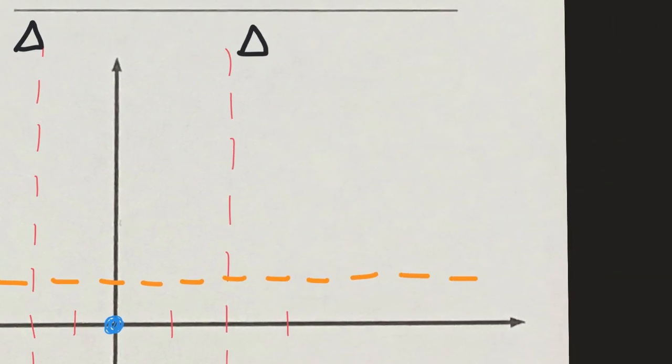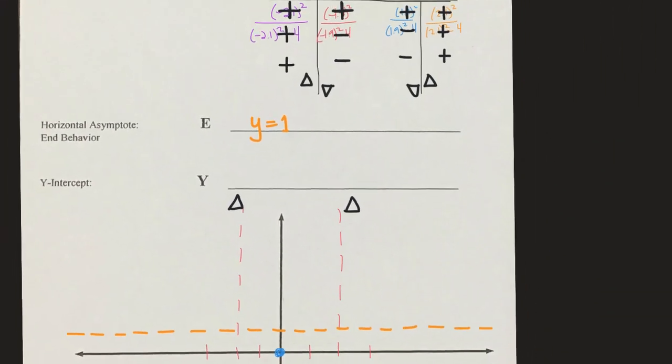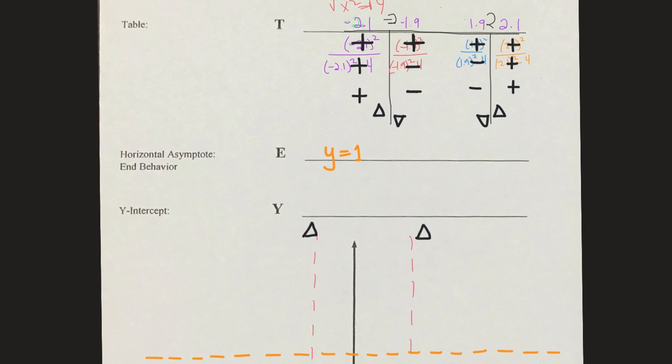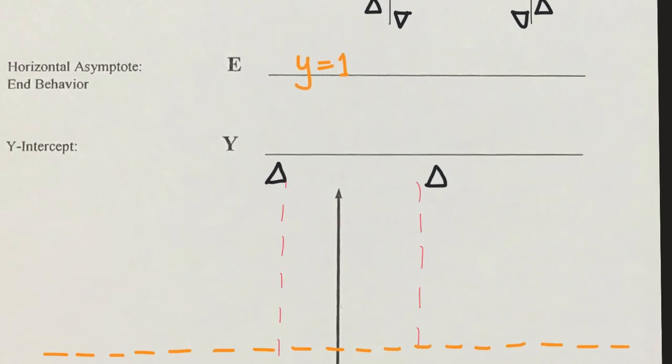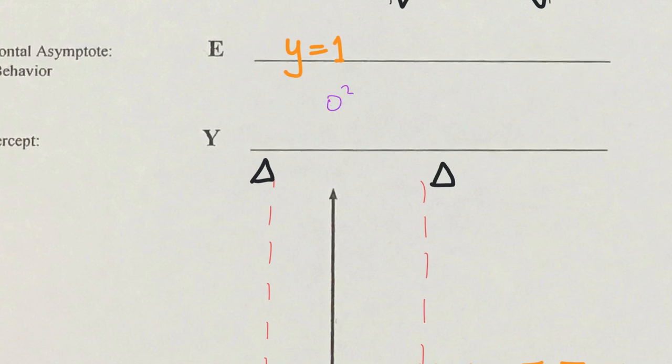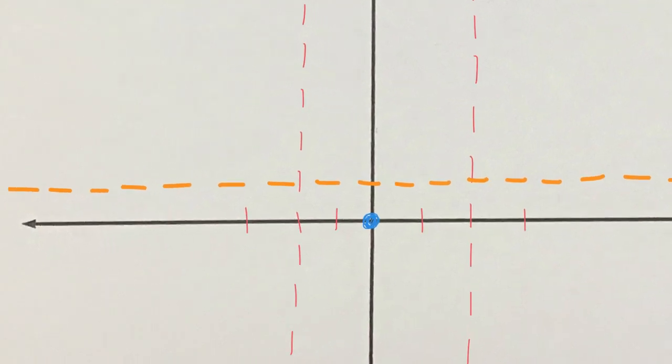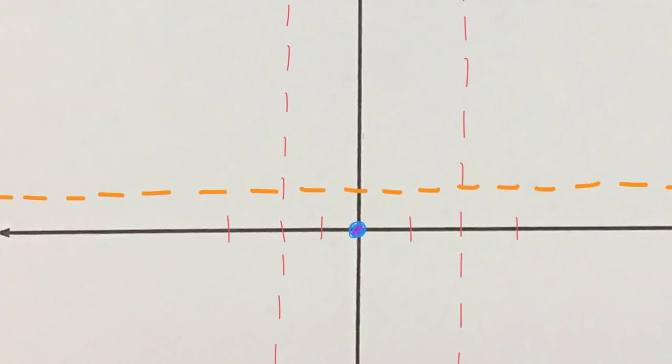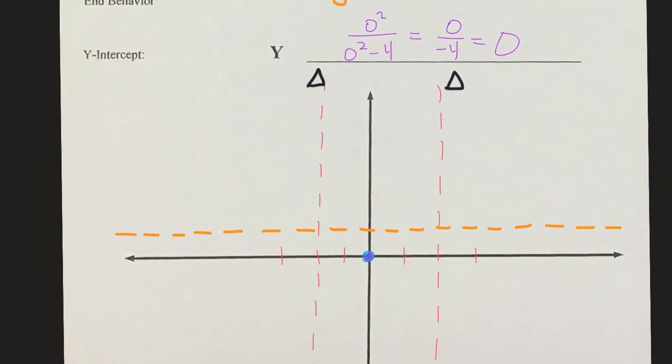All the way from left to right. And our last step is finding the y-intercept. So you plug in 0 for all of your x terms. So we have 0 squared over 0 squared minus 4, which is 0 over -4, which is 0. So our y-intercept is here, the same as your x-intercept. So now what's left is just making our graph.